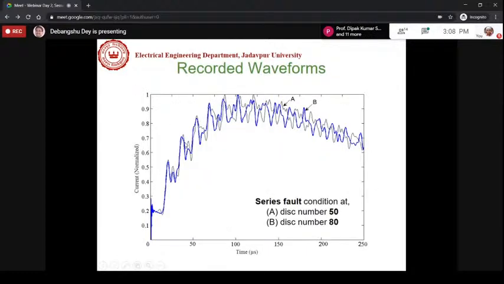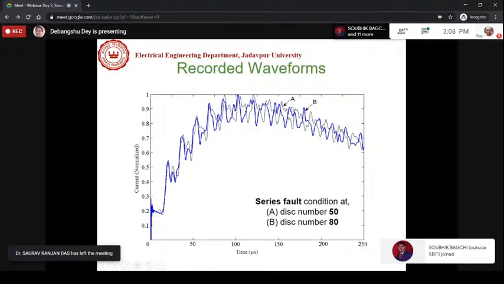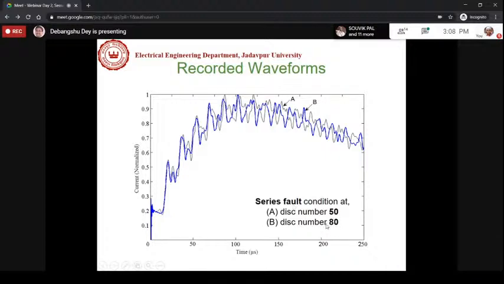Look into the data. This is real-life data that we have recorded using a digital storage oscilloscope. You can see this is one data, the blue one. It is B, disk number 80 series fault. That means there are different disks, and this is one particular location, disk number 80. When the fault is there, your waveform looks like the blue curve. If the same series fault occurs at 50, then your waveform looks like this.